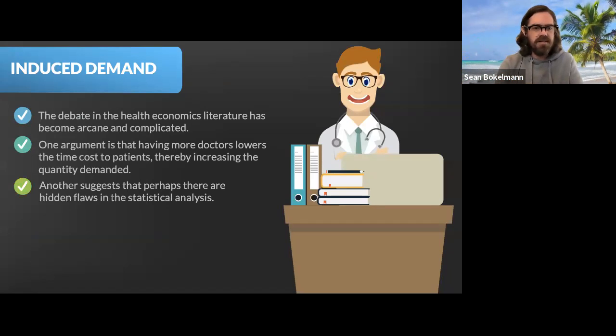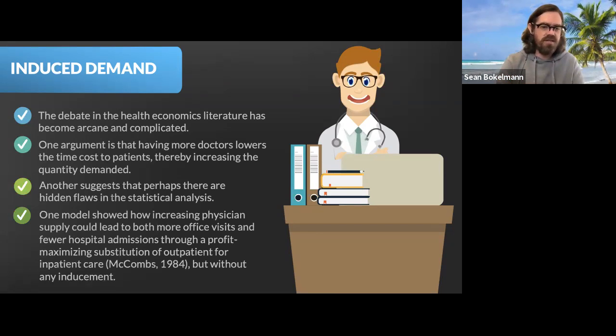Another argument suggests that perhaps there are flaws in the statistical analyses that are happening. Okay, so to illustrate this point, there was a model that showed that increasing physician supply could lead to both more office visits as well as fewer hospital admissions, through a profit maximizing substitution of outpatient care for inpatient care. But this is without any inducement. So there's no inducement going on. It's just profit maximizing substitution.